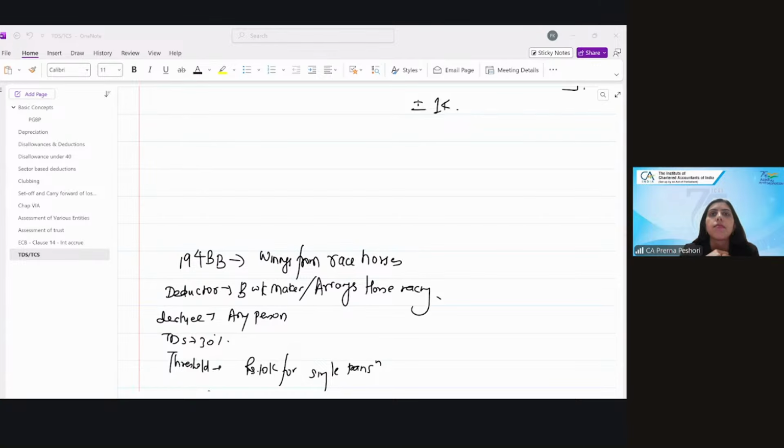Then 194BB, racehorse, rate in force 30%, deductor a bookmaker or arrangement for horse racing, deductee any person, threshold 10K for a single transaction, timing at payment.